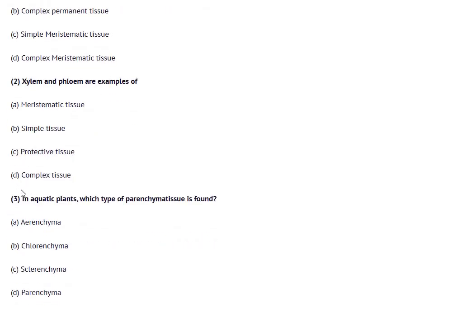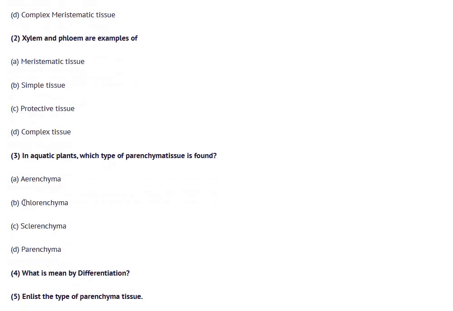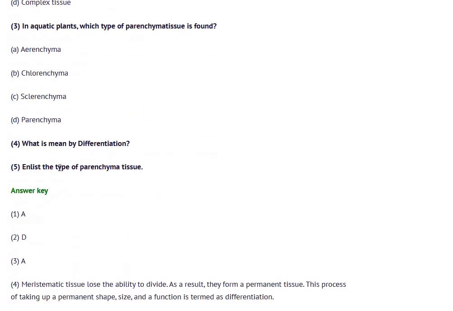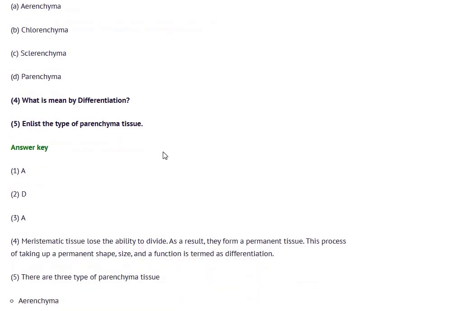In aquatic plants, which type of parenchymatous tissue is found? It is aerenchyma. What is meant by differentiation? It is the ability of taking a permanent shape, size, and function. This is done when the tissue loses its ability to divide. The types of parenchyma tissue are aerenchyma and chlorenchyma.